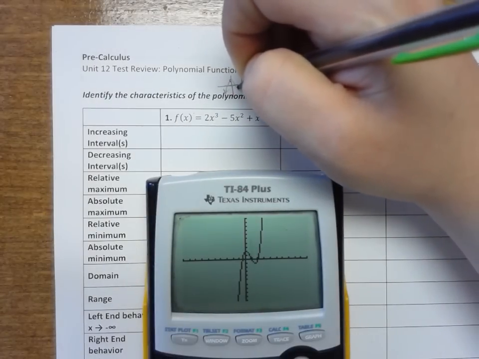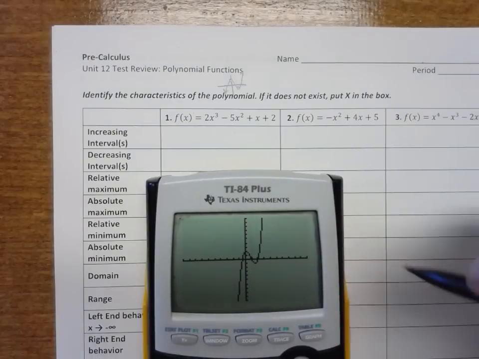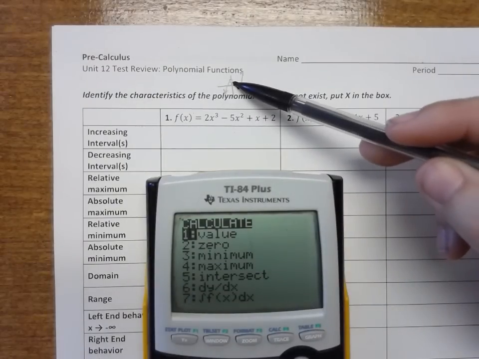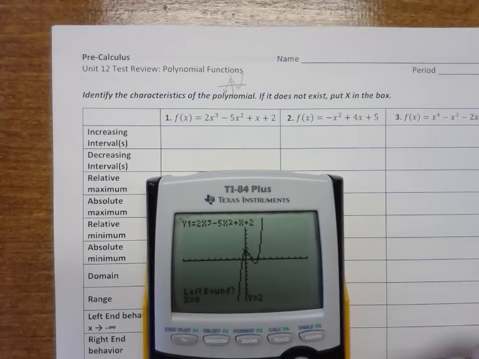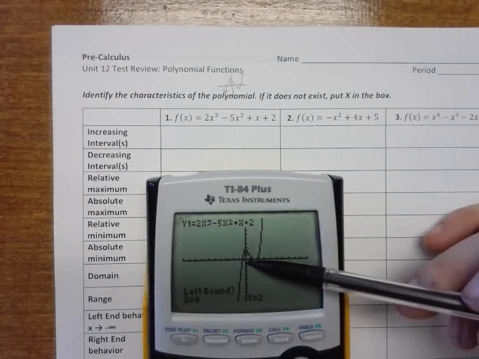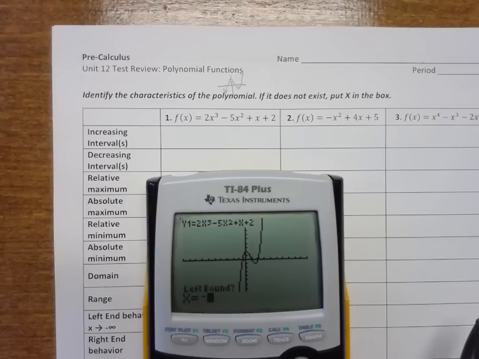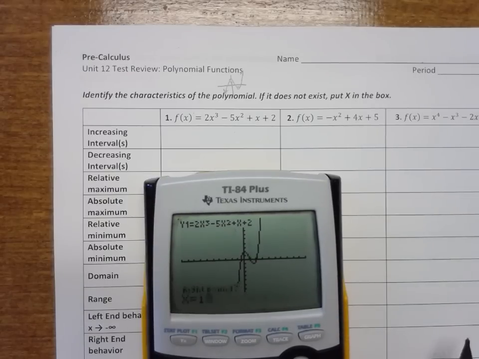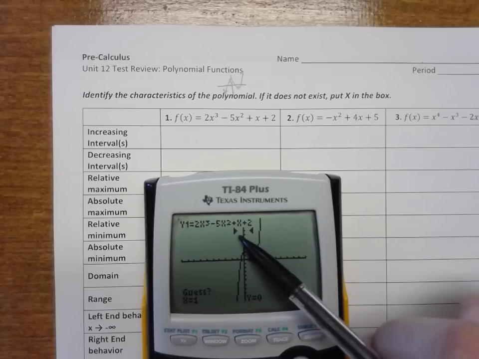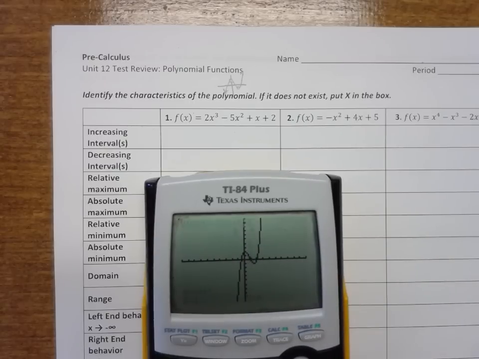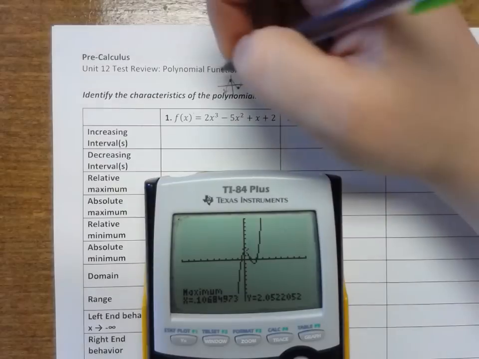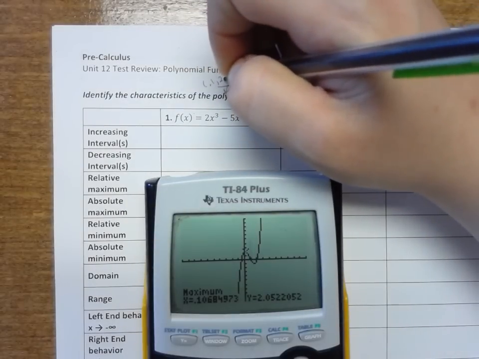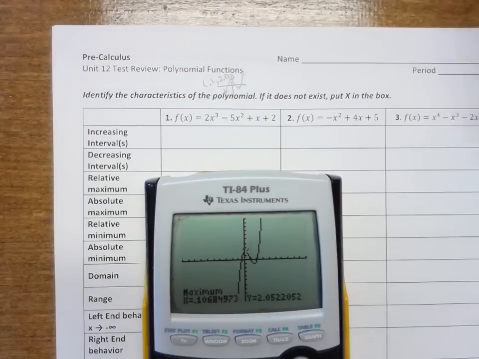I'm then going to label my maxes and my mins along the way. So remember to do that. We do second, trace, and I want this one right here. That's a maximum, so I'm going to choose 4. Left bound, well, it looks like -1 is to the left of that, so I'm going to choose -1. And then it looks like 1 is to the right of it, so I'm going to choose 1. And it looks like it's in between those two arrows, so I'm going to hit guess. So that is the point 0.1, 2.1. So that's that point right there.